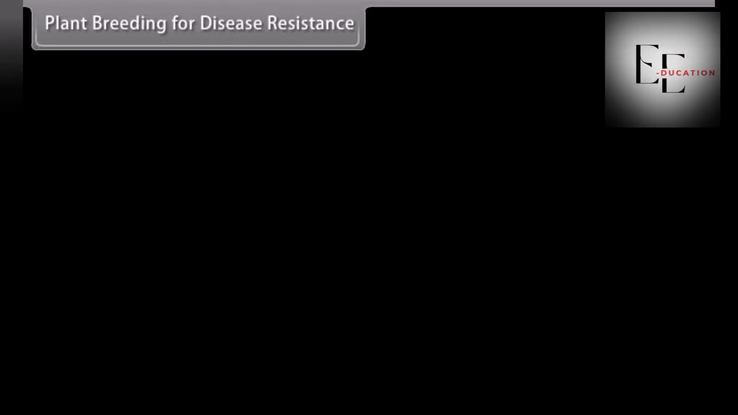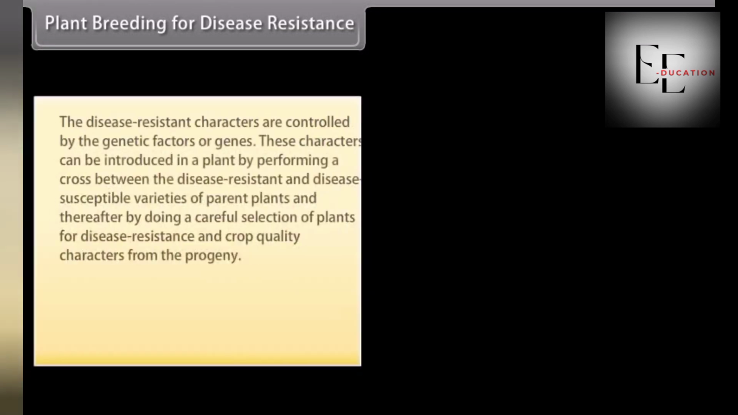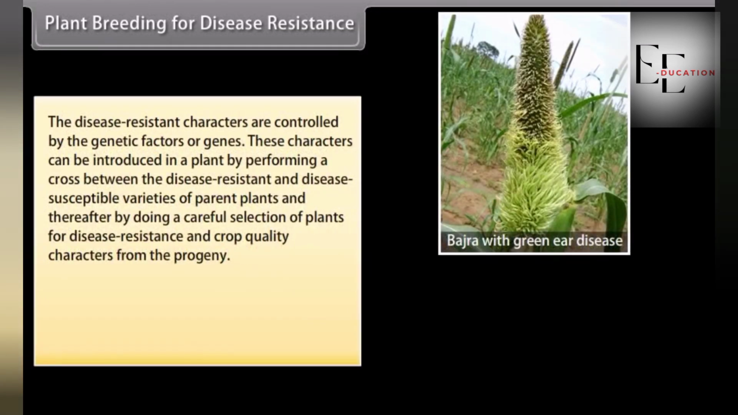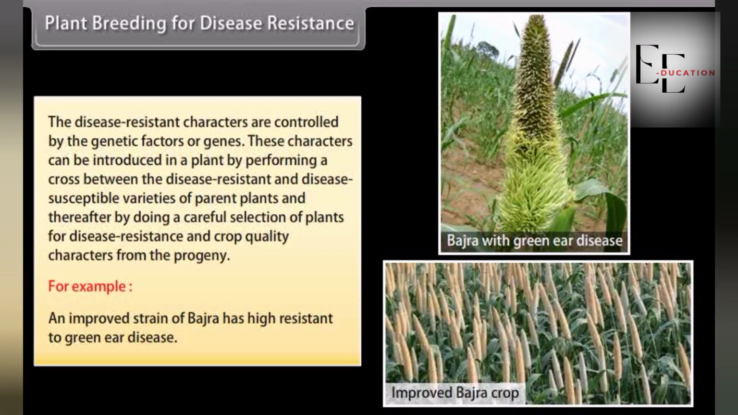Plant breeding for disease resistance. The disease resistance characters are controlled by genetic factors or genes. These characters can be introduced in a plant by performing a cross between the disease-resistant and disease-susceptible varieties of parent plants, and thereafter by doing a careful selection of plants for disease resistance and crop quality characters from the progeny. For example, an improved strain of bajra has high resistance to green ear disease.